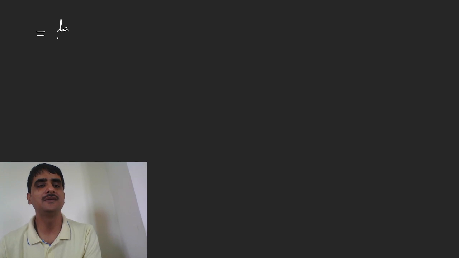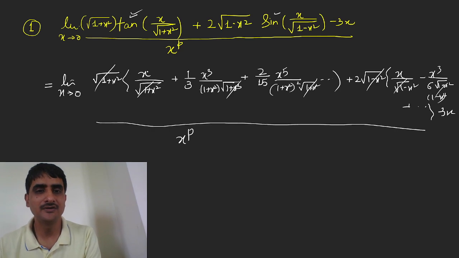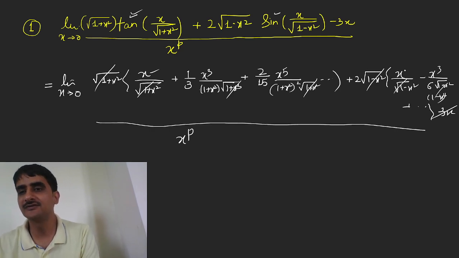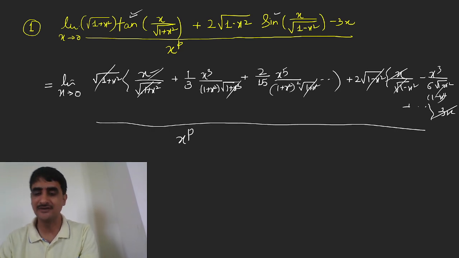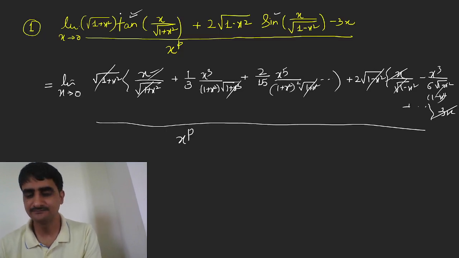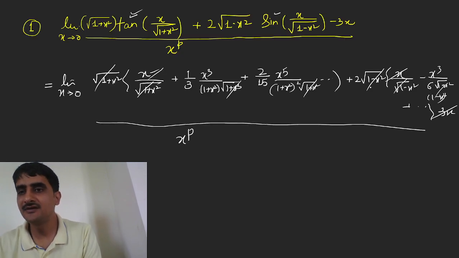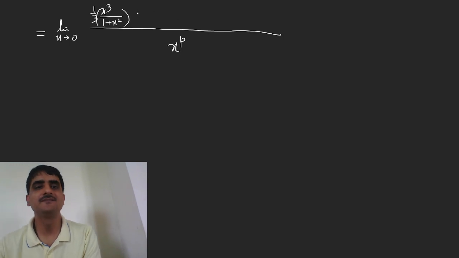You are left with limit x tends to 0. Of course, you have x raised to power p in the denominator. What do we have in numerator? Now it's x, 2x and 3x. These terms also get cancelled. So now we have x cube by 1 plus x square, 1 by 3. Then 2 by 6 is again 1 by 3, minus x cube by 3 into, I believe, 1 minus x square.